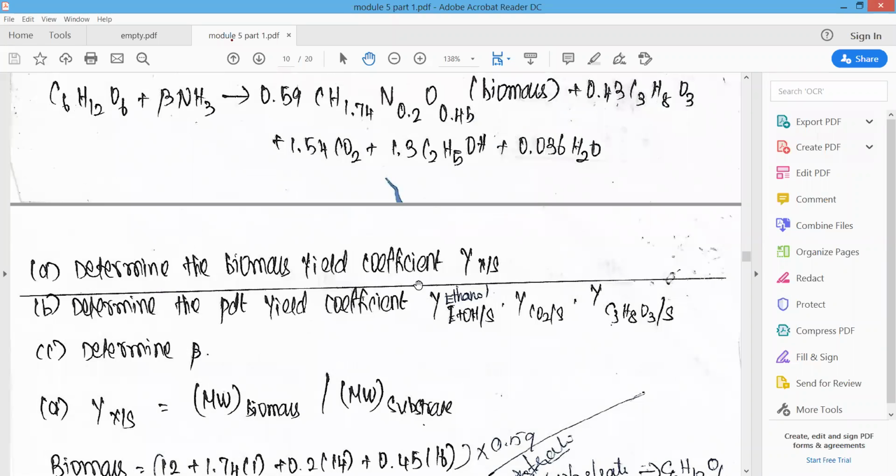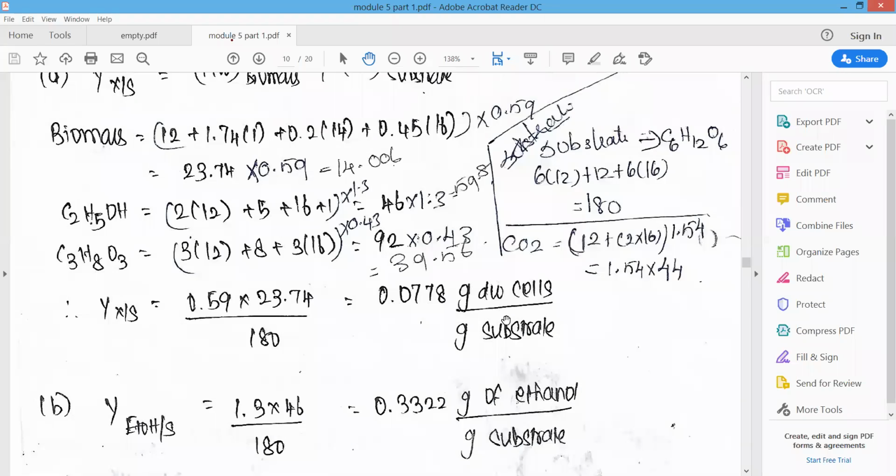Okay, and what you should remember here is you should substitute the coefficients also. You should not forget to multiply with that. Okay, that's all this problem is all about.